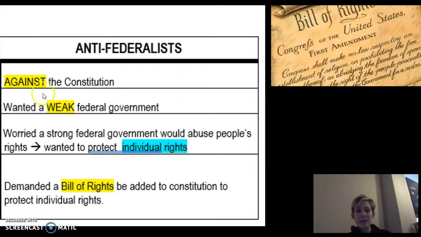So they demand something called a Bill of Rights to be added to the Constitution, which will be there to protect individual rights. And so the Federalists are like, oh my gosh, okay, we'll do this. Will you sign it now? And the Federalists are like, okay, fine. So finally, we have the Constitution ratified with the Bill of Rights added on as the first 10 amendments.